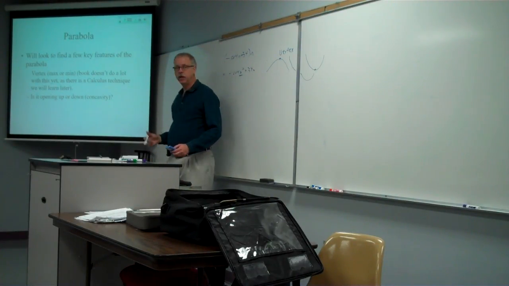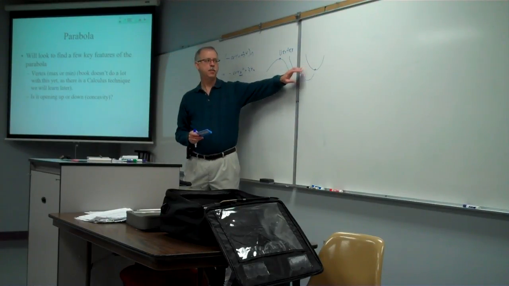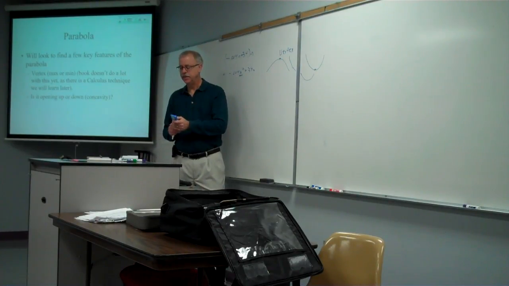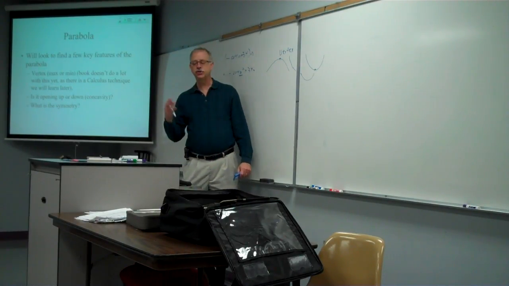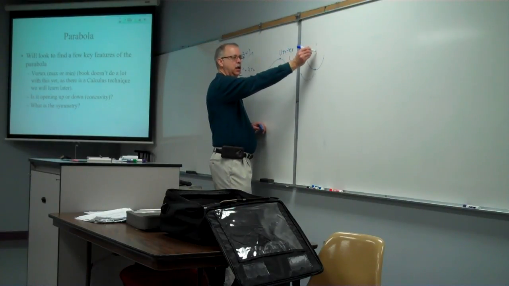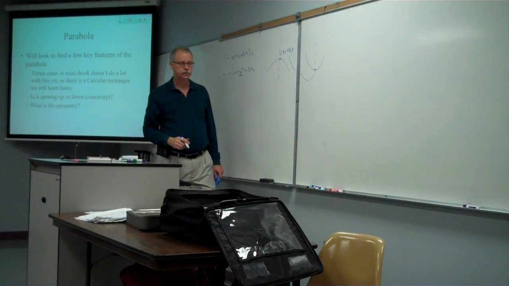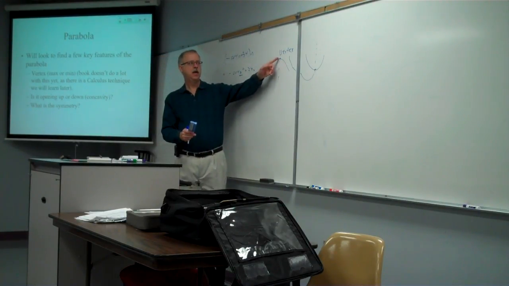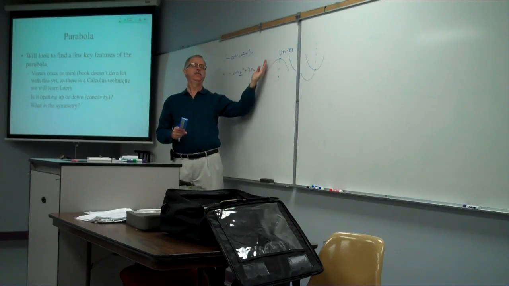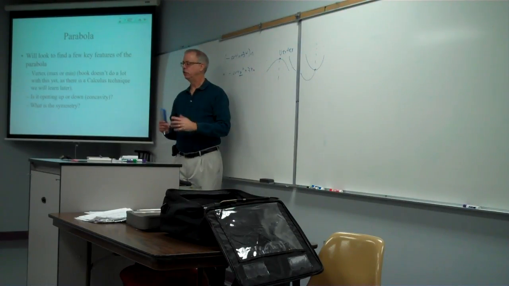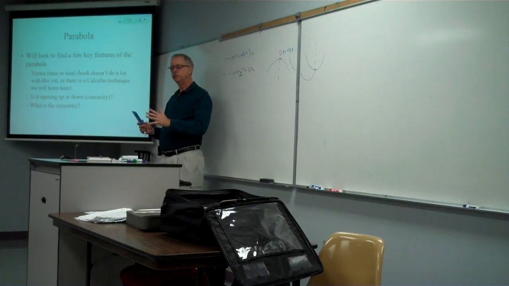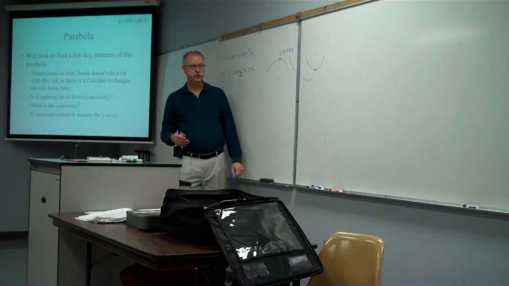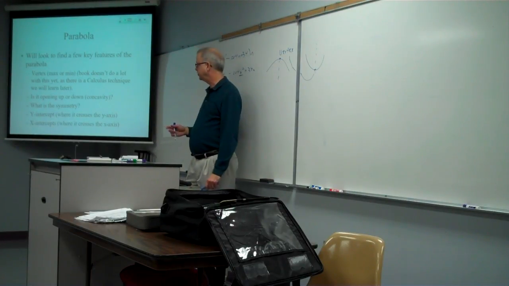Is it opening up or down? This is concave up, this is concave down. We definitely would like to know once we find the vertex. There is always symmetry for a parabola about a vertical line through the vertex. So if we know where the vertex is and what half the graph looks like, think of folding it over, we would know what the other half looks like. So we can save ourselves some work there, taking that into account. Where do we cross the y-axis? And where do we cross the x-axis?